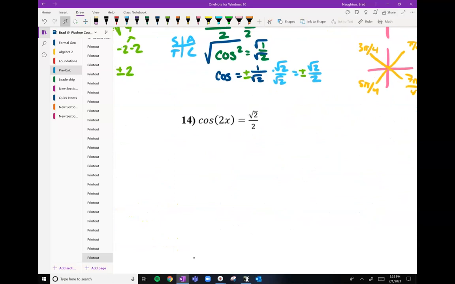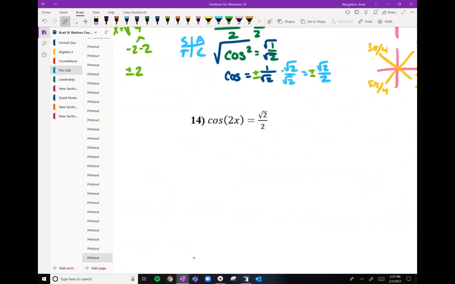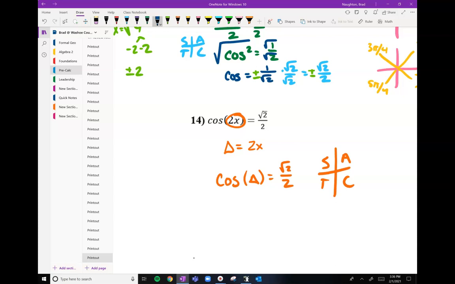Alrighty, last but not least here, 14. So 2x, which means we're going to use our delta substitution. So delta is equal to 2x. So when is the cosine of delta root 2 over 2? So all students take calculus. We are going to be positive, and so we're in those two quadrants. So we know that root 2 over 2 is going to be pi over 4, and then down here at 7 pi over 4, because that's our fancy unit circle.